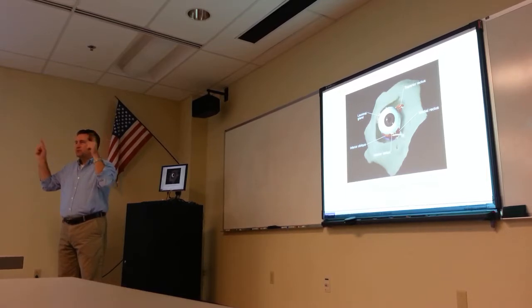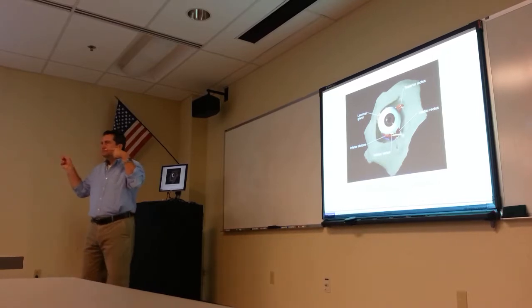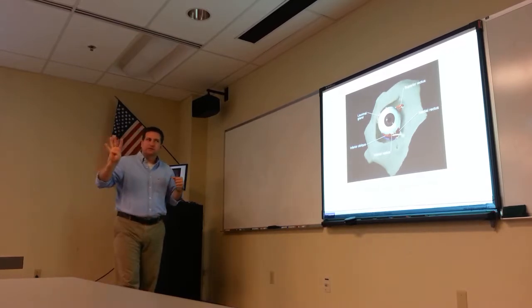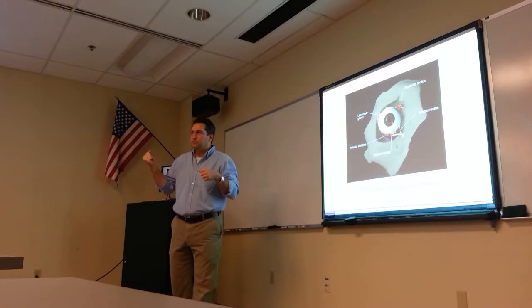But again, notice that when I'm looking right, it is my left medial rectus that's pulling my eyeball this way, and it is my right lateral rectus that's pulling my eyeball this way. That makes sense? So that's 4 of the 6. The other 2 are the oblique muscles.